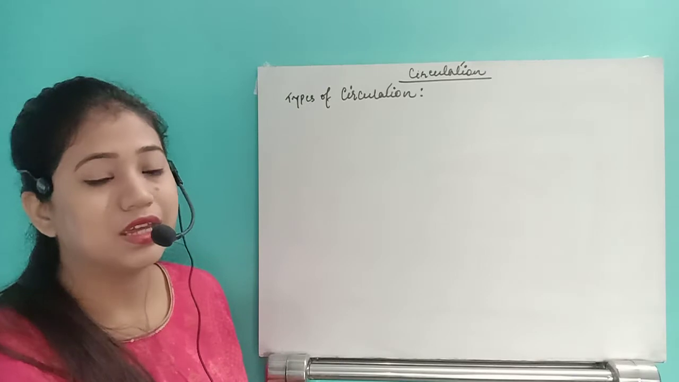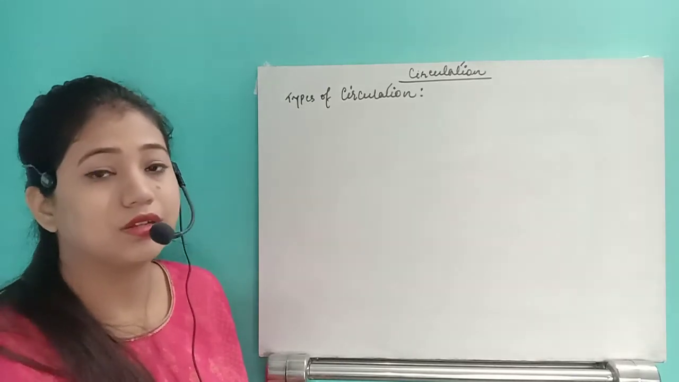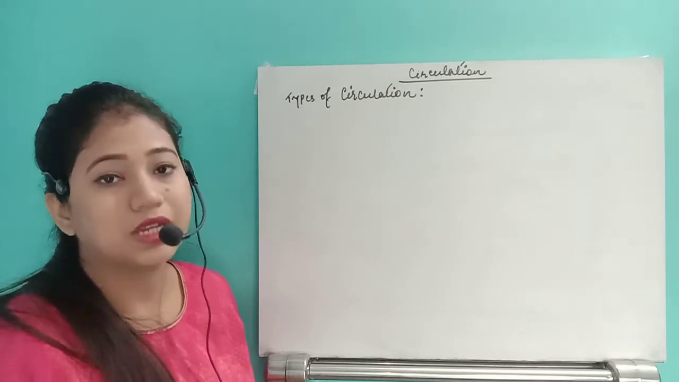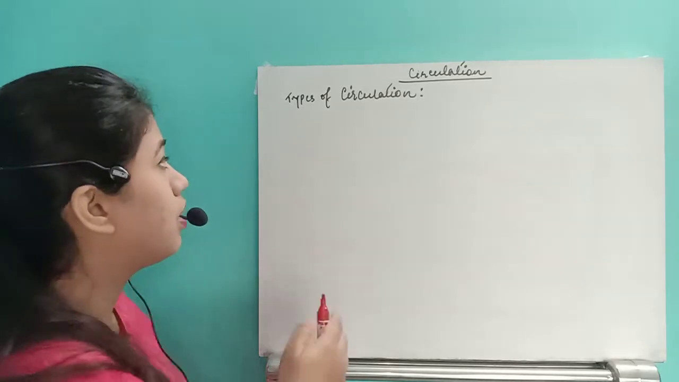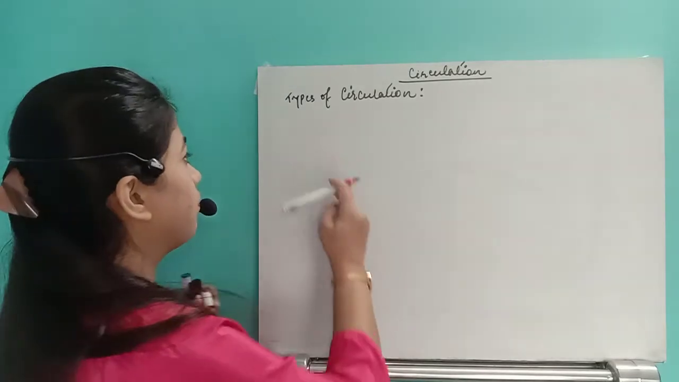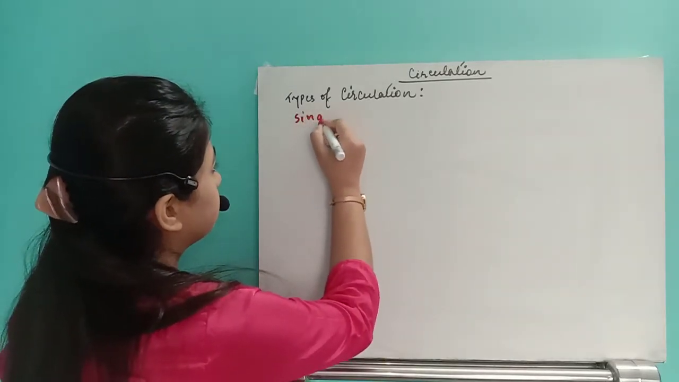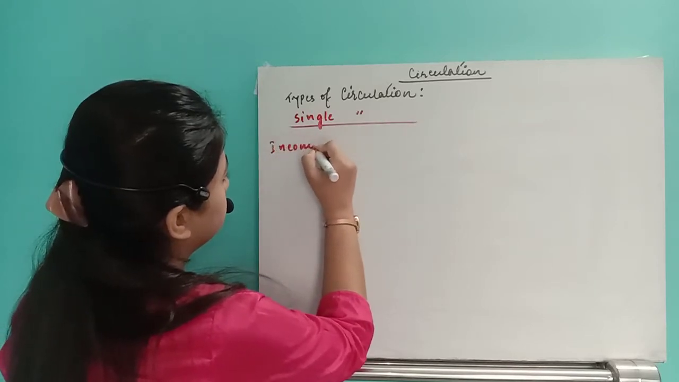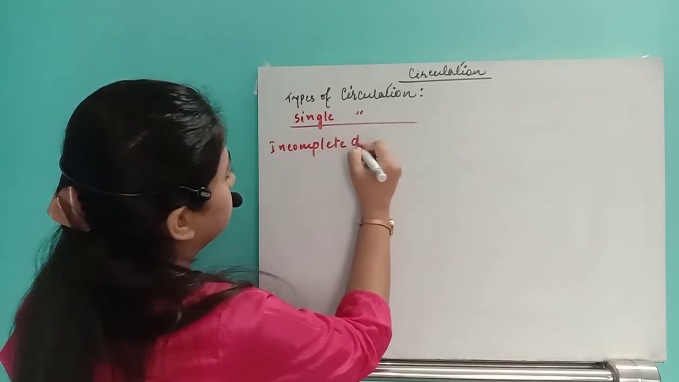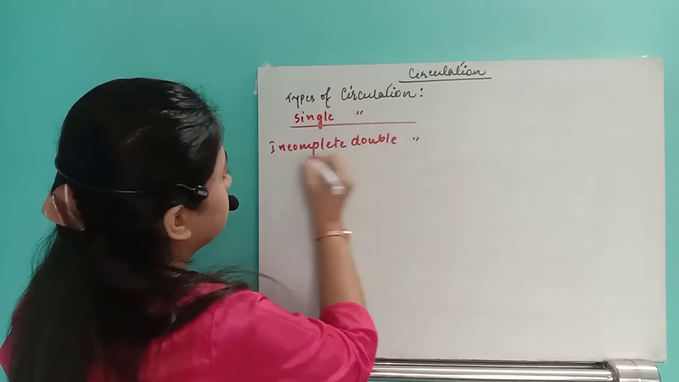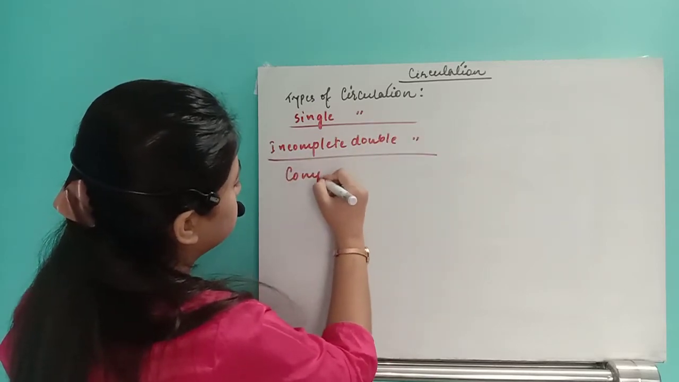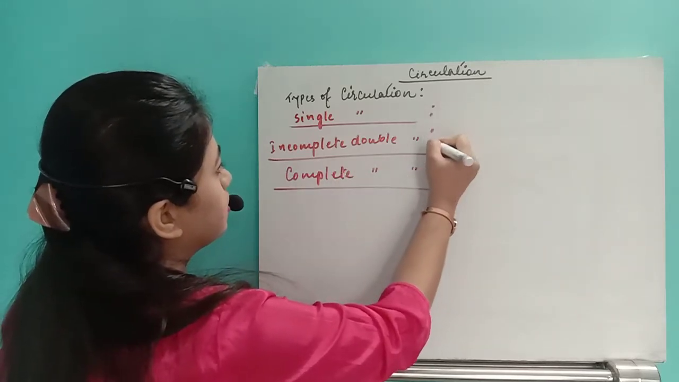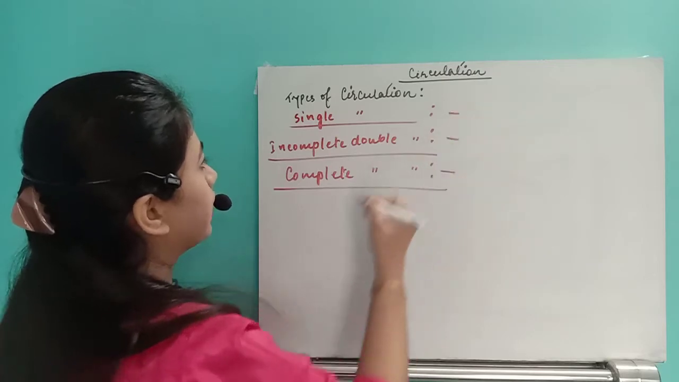First of all, we'll see the type of circulation based on the types of blood that pass through the heart, and how many times. Depending on that, we have three types of circulation. What are they? One is the single circulation. Second one is incomplete double circulation. And the third one is the complete double circulation. So let us see what these types of circulation actually mean.